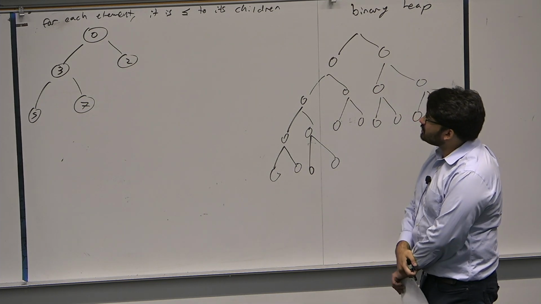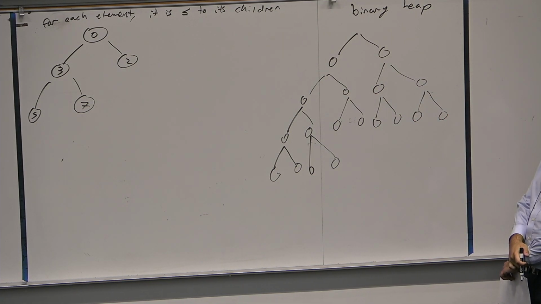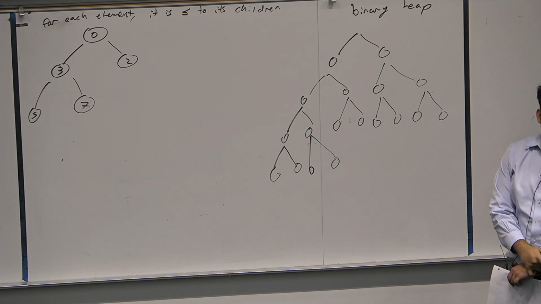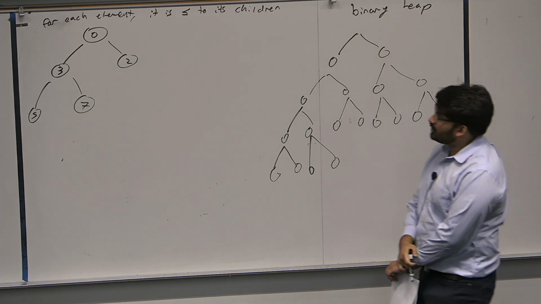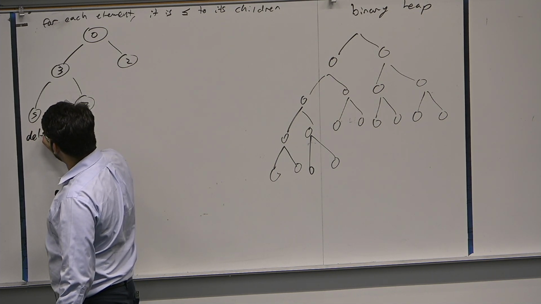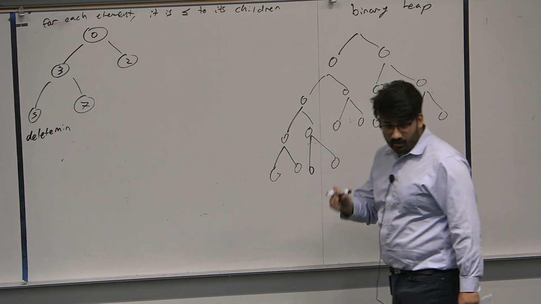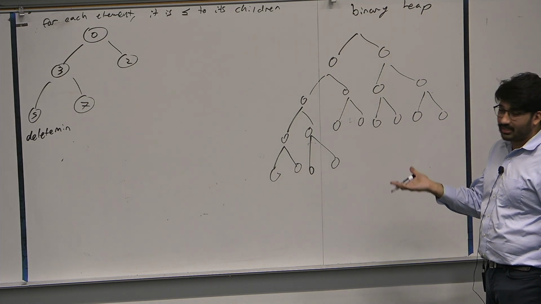Now the cool thing about heaps, specifically in this case, is that we can implement a priority queue on top of a heap pretty efficiently, right? So we have 3 operations. The first one is going to be delete min. The cool thing about the priority queue is that the heap basically is the priority queue.